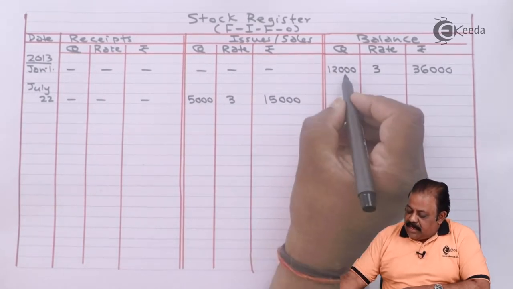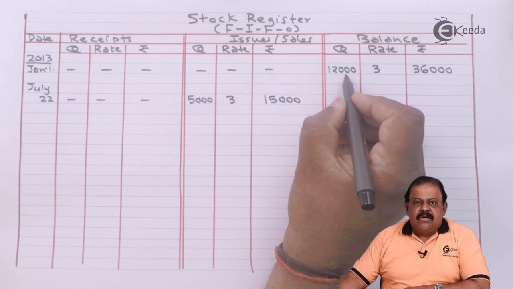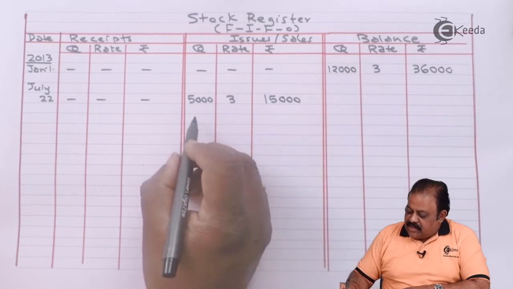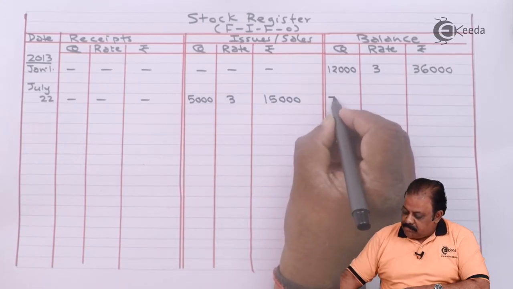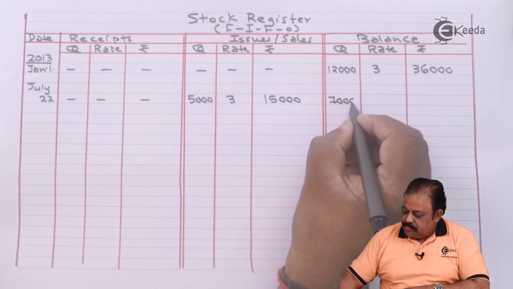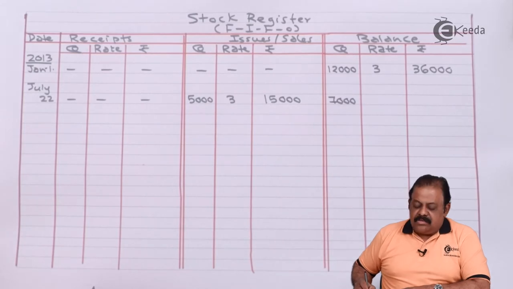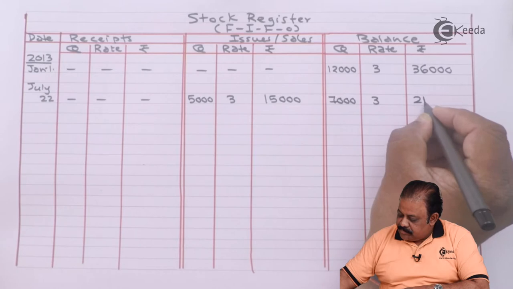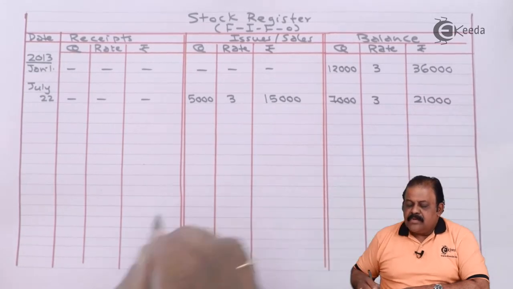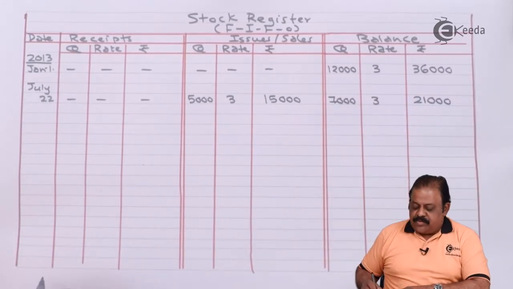We were having opening balance of 12,000, of which 5,000 is issued. So balance quantity is 7,000 toys at the rate of 3, it will be rupees 21,000.